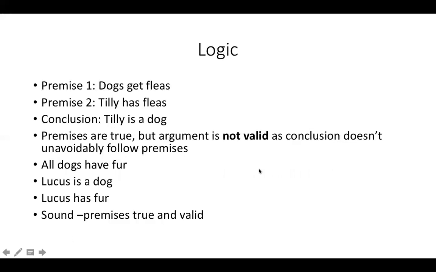We gave these two examples to remind you. The first example is not valid, whereas the second example is valid. In the first example, premise 1: dogs get fleas. Premise 2: Tilly has fleas. Conclusion: Tilly is a dog. The premises are true, but the argument is not valid because the conclusion does not unavoidably follow from the premises.